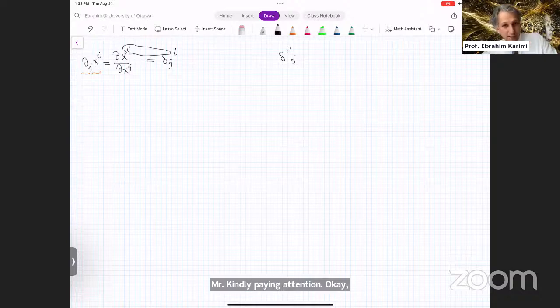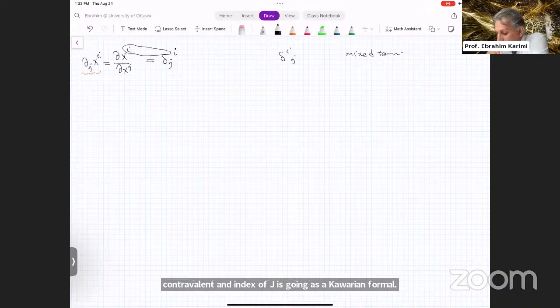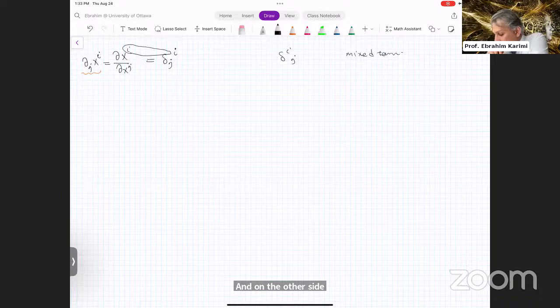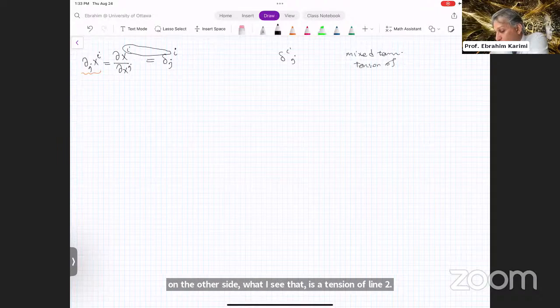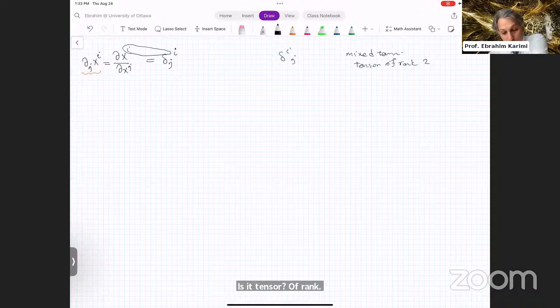Okay, so some people say it is a coefficient. Other people say it is a mixed tensor, a rank 2 tensor. Nuria says the same. Subra says mixed tensor, Amir Hussein mixed tensor. Lovely. First of all, it is a mixed tensor. What does it mean? The index i is going as contravariant, and the index j is going as covariant. And on the other side, it is a tensor of rank 2. Good, but it's a mixed tensor. Lovely, fantastic. You get it very well.